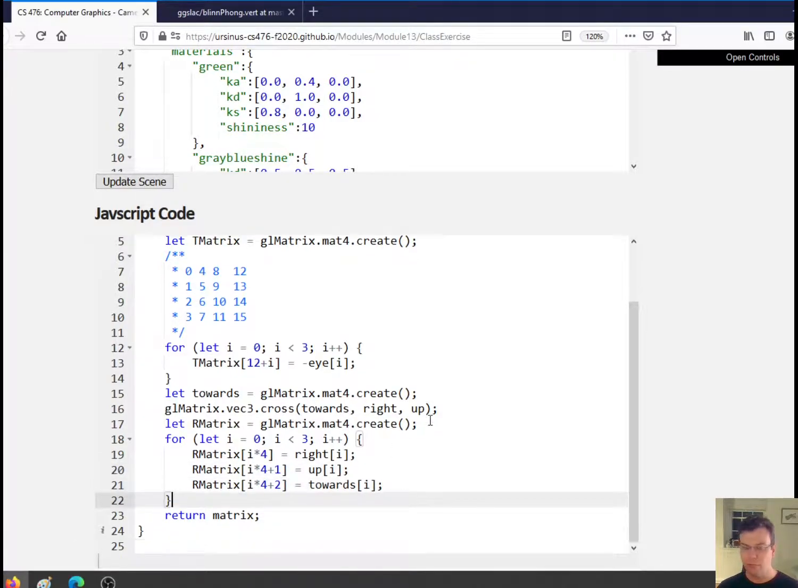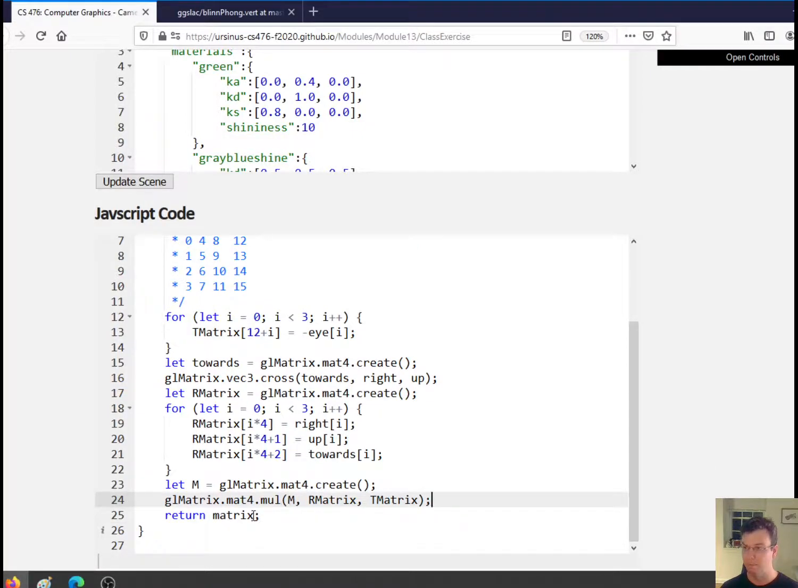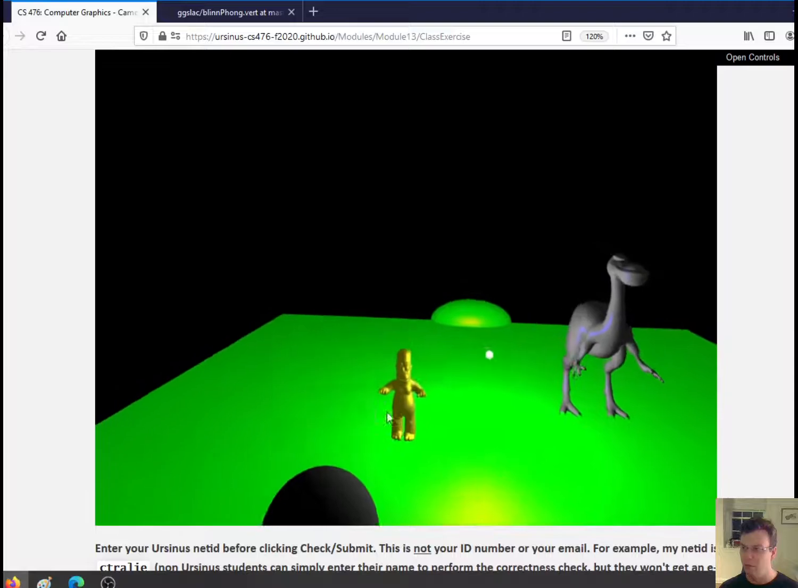Okay, and I want to do the translation before I do the rotation. So what I'll do is I'll make a new matrix. And I'll say GL matrix.mat4.mul, multiply. So the result will be stored in M. And I want to do the translation first, so that means that the translation will be on the right. So I put R matrix and then T matrix. So translation will happen first, followed by rotation. Okay, now I can return the final matrix. So let's see if that worked. Okay, beautiful. So here we are.